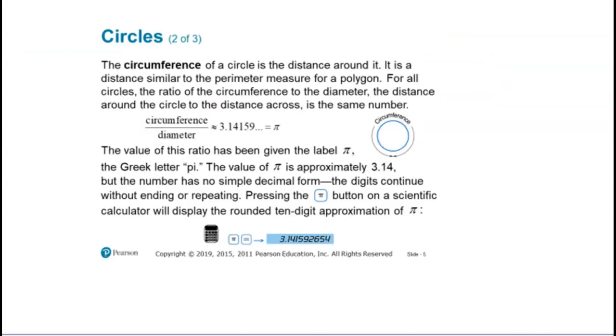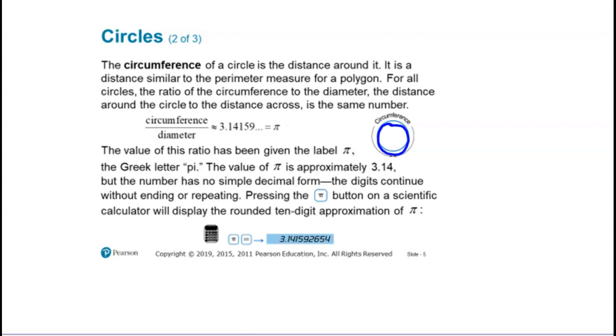So that being said, we can base some rules off of this. One of these is looking at the circumference and defining what the circumference is. The circumference is going to be the length around the circle. So starting at any point, going around the circle and back to the same point is going to give you the circumference of the circle.